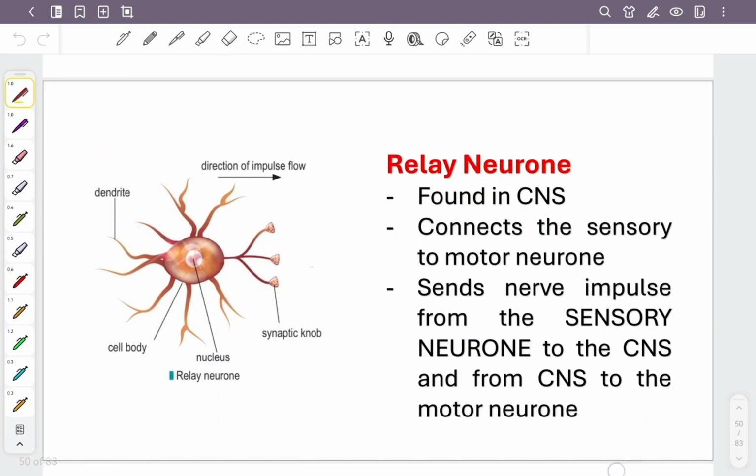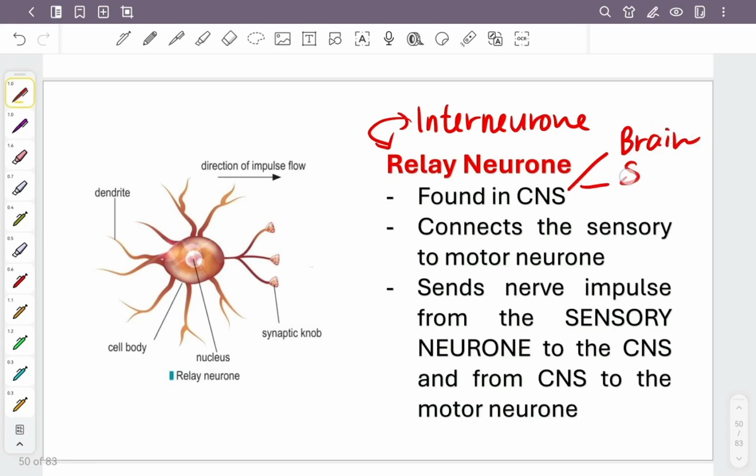Now, relay neuron, or in another word, we say interneuron. So, what is the function? Same thing. It is found in the central nervous system. Still remember what is the central nervous system? It consists of the brain and also your spinal cord. So it connects the sensory neuron to the motor neuron. It is like a middleman. You can imagine it as a middleman. Here you have the efferent neuron.